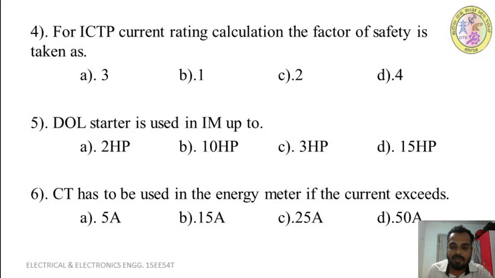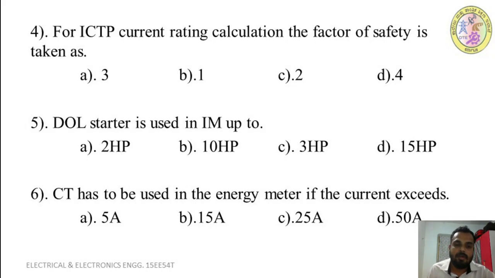As we have discussed, while calculating the current rating of the main switch, we have to take the factor of safety as 3, right? So the answer is option A 3. Next we'll see the next question.